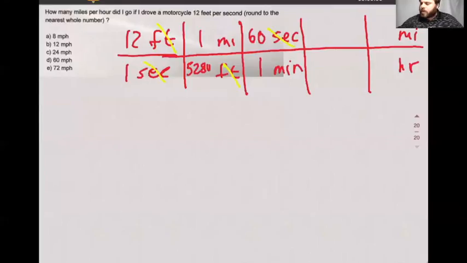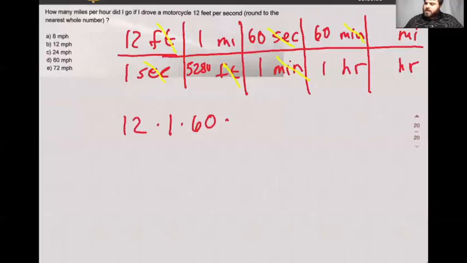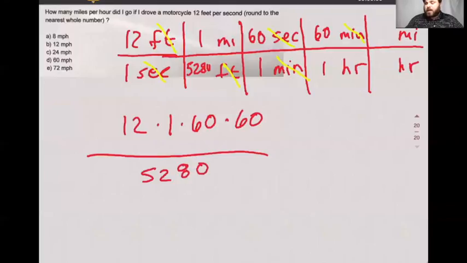So I'm 1 step closer. I want minutes to go away and I want hours to be on the bottom. So 60 minutes for 1 hour. Notice minutes will cancel. So now I've got all the things set up. I've got 12 times 1 times 60 times 60. And on the bottom, I've really just got 5280 because it's times 1 times 1 times 1. This will be in miles per hour. That's because I've got miles is the only thing left on top and hours is the only thing left on bottom. All those other numbers are needed there to convert.